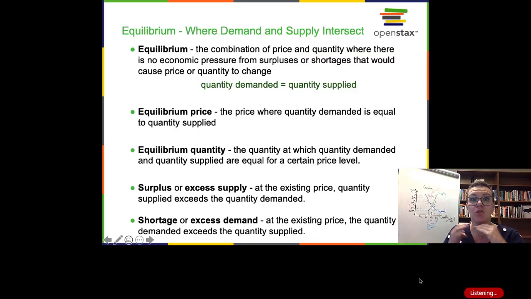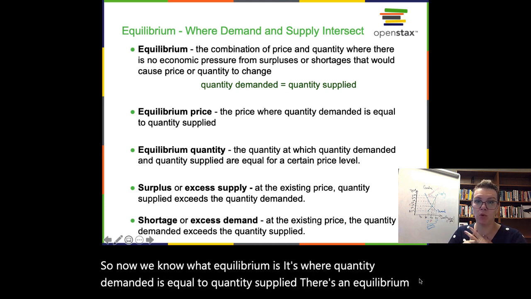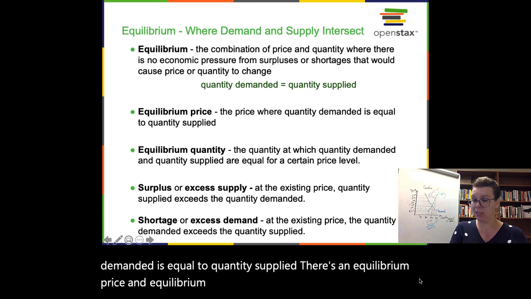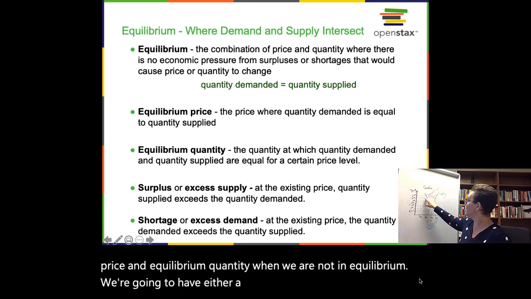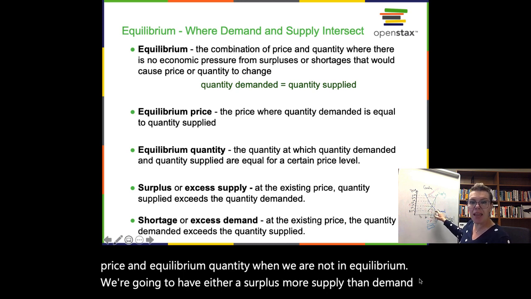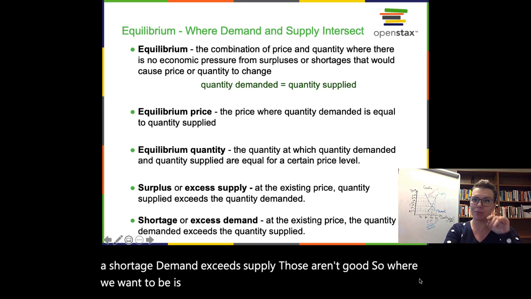Okay, so now we know what equilibrium is. It's where quantity demanded is equal to quantity supplied. There's an equilibrium price and an equilibrium quantity. When we're not in equilibrium, we're going to have either a surplus, more supply than demand, or a shortage, demand exceeds supply. Those aren't good. So where we want to be is in equilibrium.